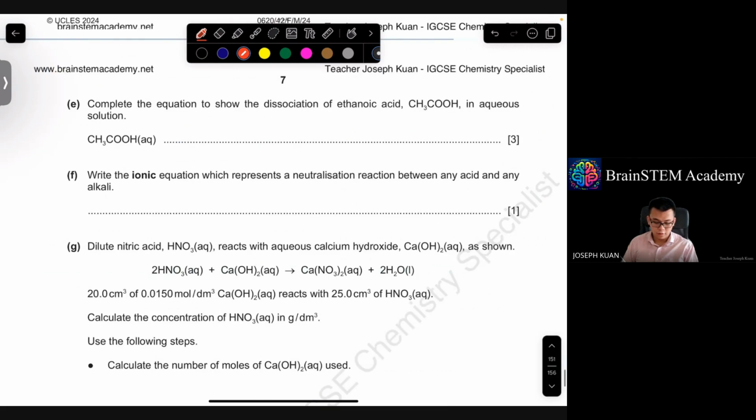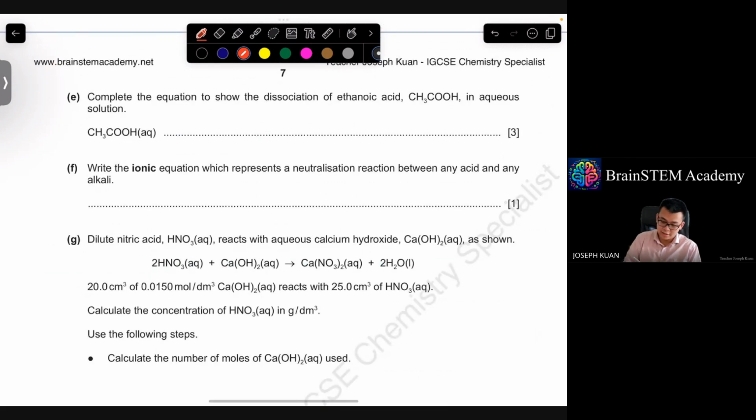All right, let's move on. Complete the equation to show the dissociation of ethanoic acid in aqueous solution. Okay, given that this is a weak acid, it will partially dissociate, partially ionize in water to form low concentrations of hydrogen ions and also leave behind an ethanoate ion. So it's a reversible reaction, right? It's an equilibrium where the mixture contains all the reactants and products existing in equilibrium after the dissociation is completed.